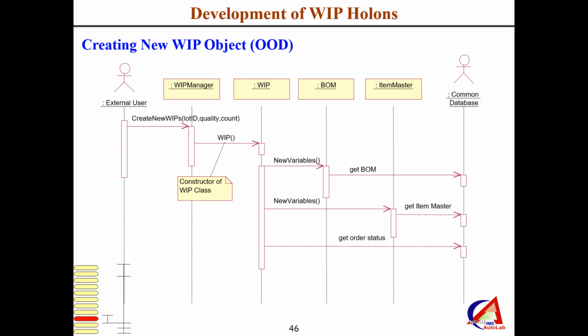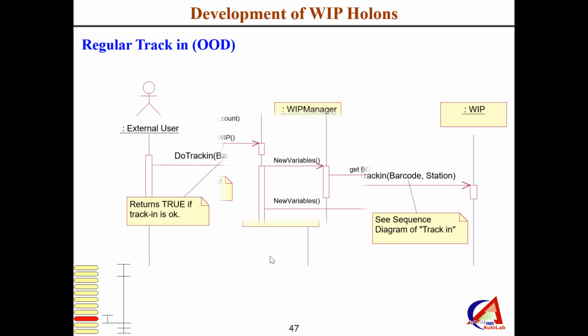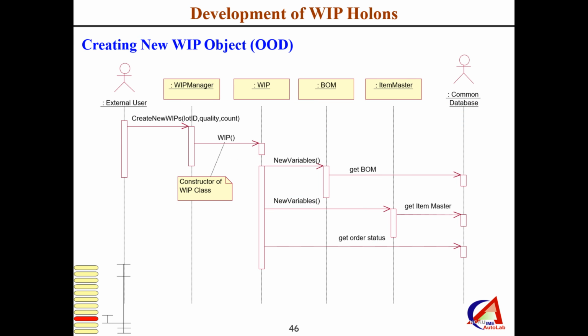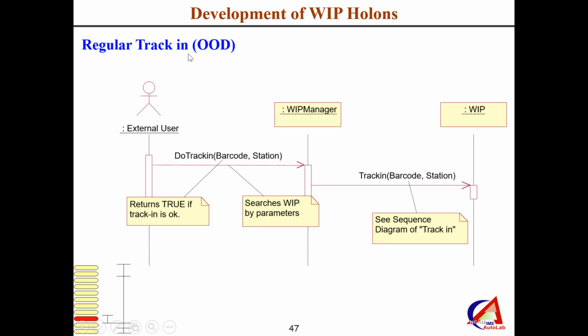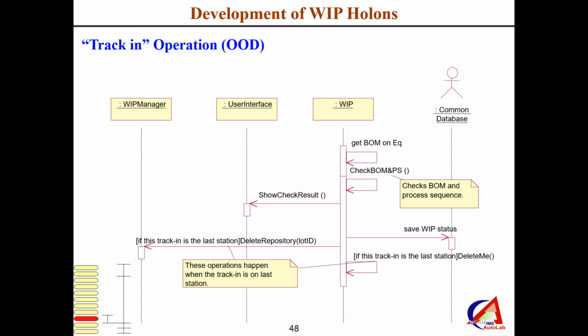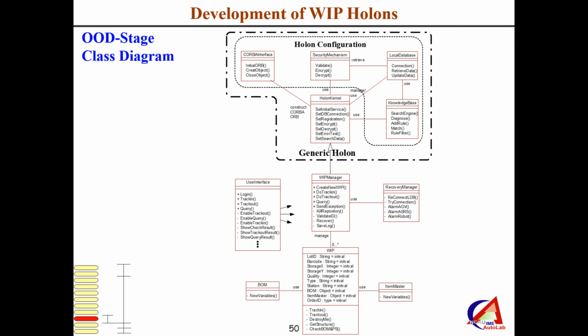But then we need to do the OOD, creating a new whip object, for object-oriented design. Here you need to worry about the real functions and what kind of implementations you are using. So we will have all the functions shown here. This one is create new whip object, and the next one is the regular tracking, and then tracking operation, then user login, and finally this is the OOD diagram.